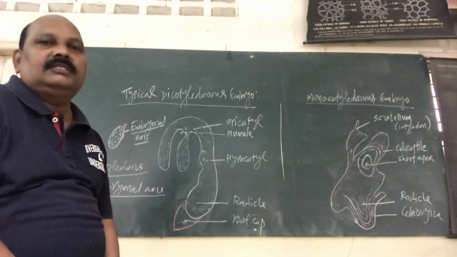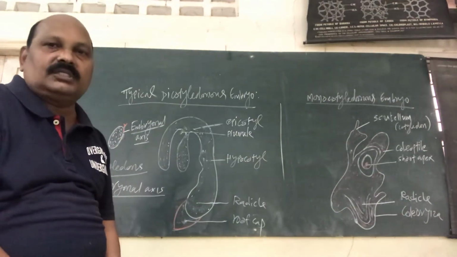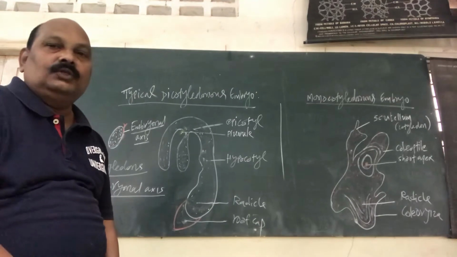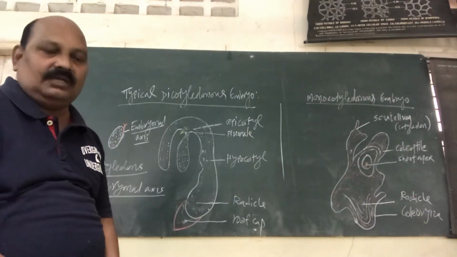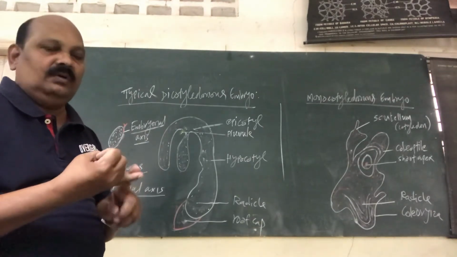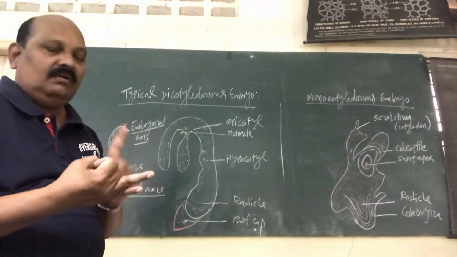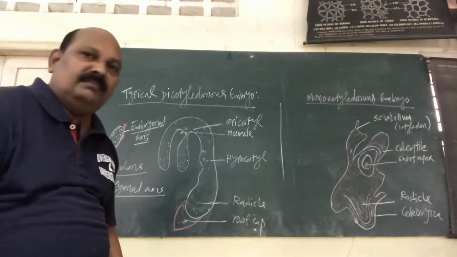Everybody. In this video we are going to discuss the structure of the embryo. There are two types of embryo: the dicotyledonous embryo and the monocotyledonous embryo. First we will see the dicotyledonous embryo.